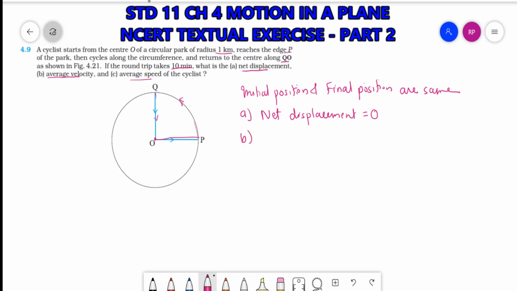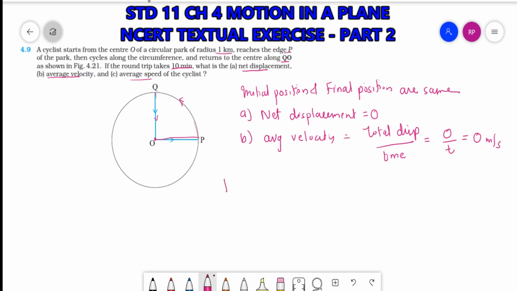B, average velocity. The formula for average velocity is equal to total displacement upon time. As the total displacement is 0, 0 by t will be equal to 0 meter per second, because the displacement is 0. Clear? Now see average speed. The formula for speed is the total path length upon the total time.